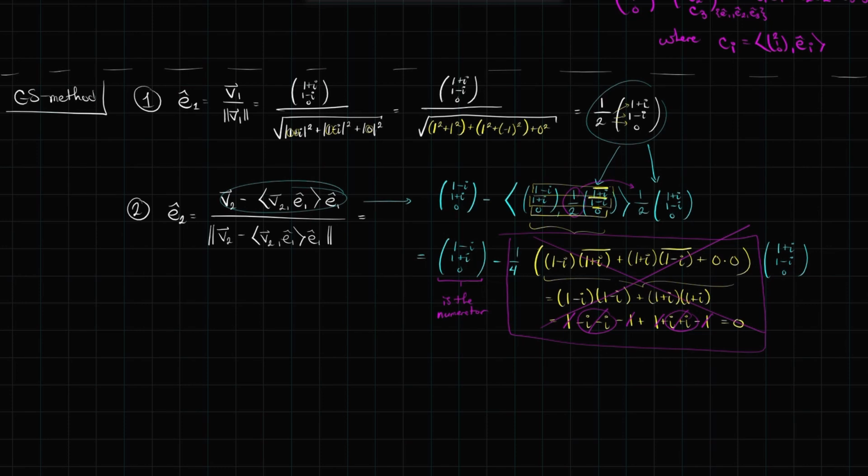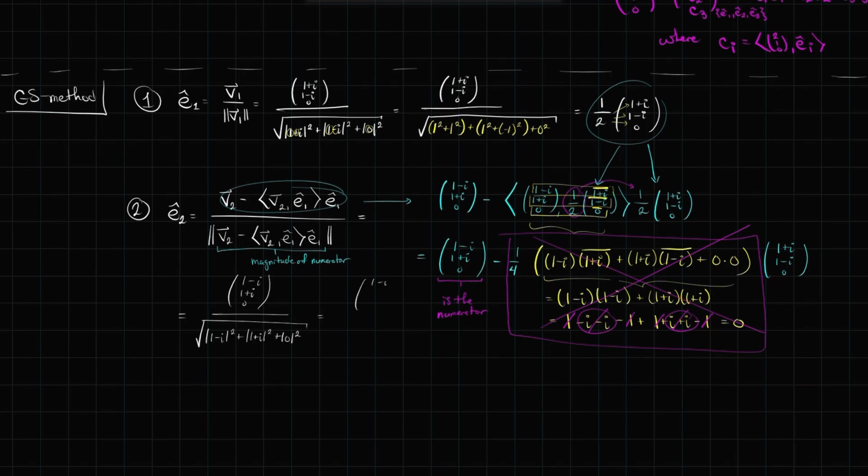Well, that's easy enough then. If I work with that as my numerator, I have 1 minus i, 1 plus i, and 0. I'm going to divide it. Keep in mind, this is just the magnitude of the numerator. And so all I have to do is divide by the magnitude of the numerator, which, because it's complex valued, I'll be looking at the magnitude of 1 minus i squared, the magnitude of 1 plus i squared, and the magnitude of 0 squared.